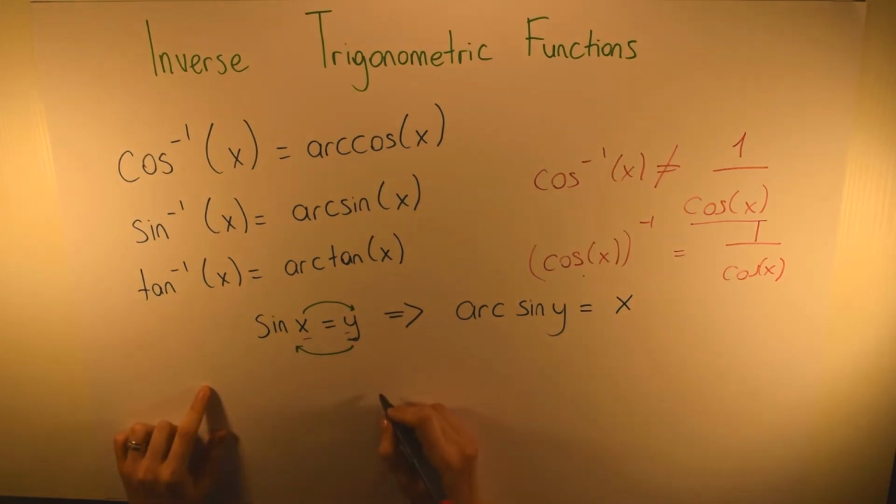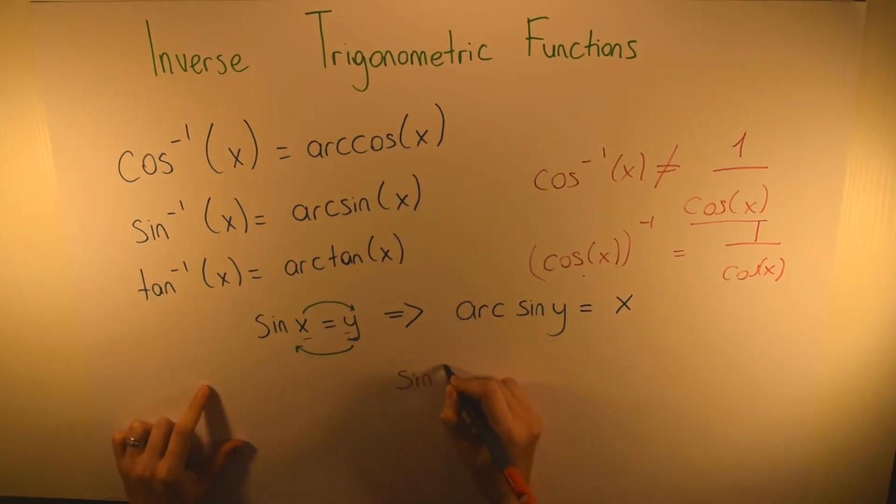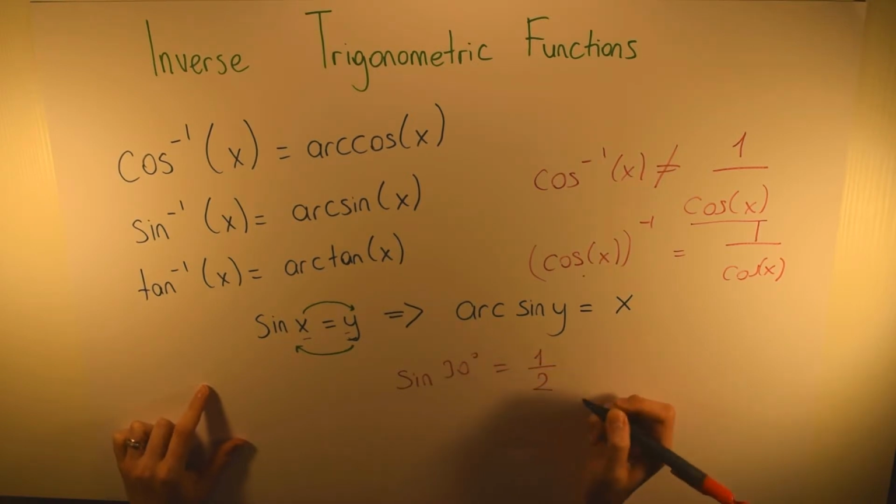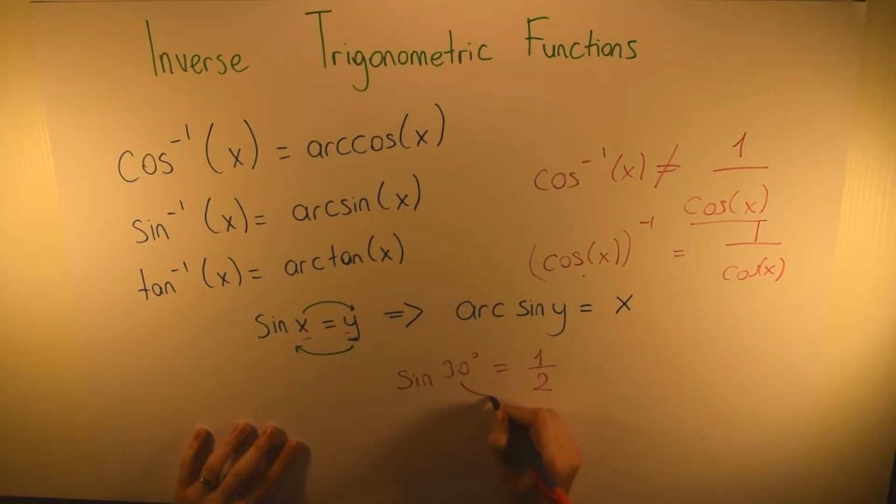Let's say sine 30 degrees, okay? This is equal to 1 over 2, right? All you need to do is change the locations of these two. So when we do that, this sine 30 degrees becomes arc sine 1 over 2, which is equal to 30 degrees, okay?